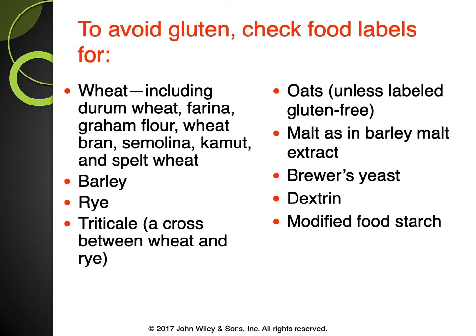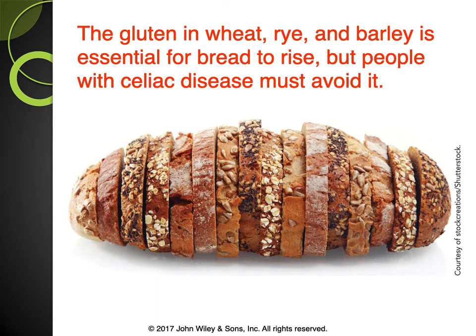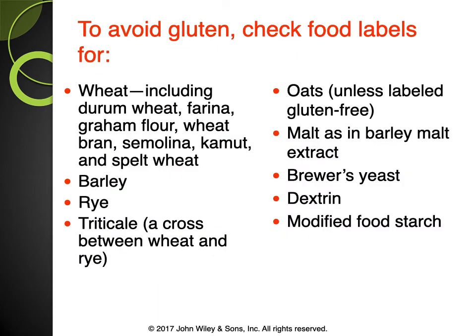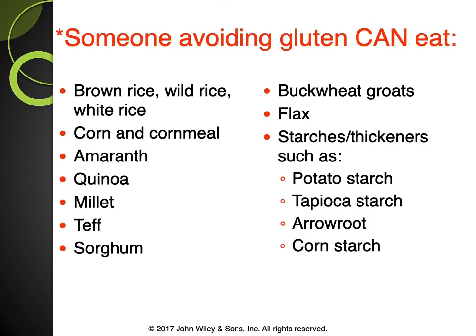To avoid gluten, check food labels for wheat, barley, rye, oats, triticale, malt, brewer's yeast, dextrin, and modified food starch. So there's a lot of opportunity for gluten to sneak in. So definitely remember this list of different food products that contain gluten, and also remember this list. This is very important.